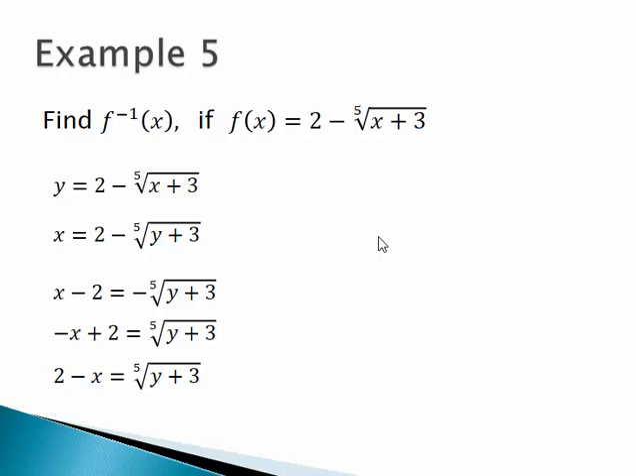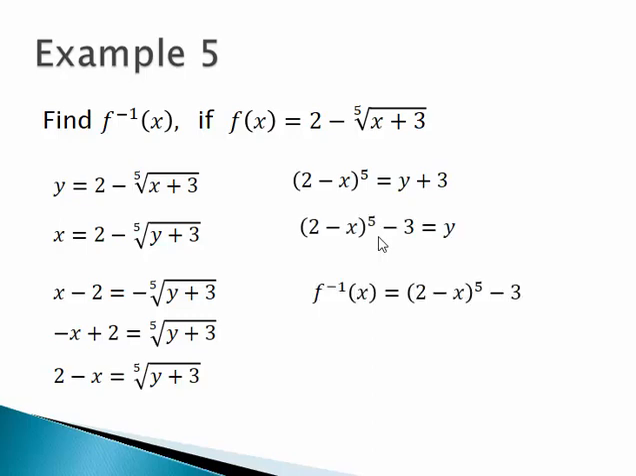And then to get rid of the fifth root, I do the opposite. I do the fifth power to both sides. So on the left-hand side, I'm going to get (2 minus x) to the fifth. On the right-hand side, if I take the fifth root and raise it to the fifth power, those cancel, and I'm left with y plus 3. And then I just subtract 3 from both sides, and I have that my inverse is (2 minus x) to the fifth minus 3. And if I want to put it in function notation, f to the power negative 1, f inverse of x, is (2 minus x) to the fifth minus 3.